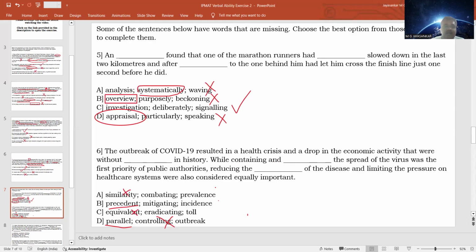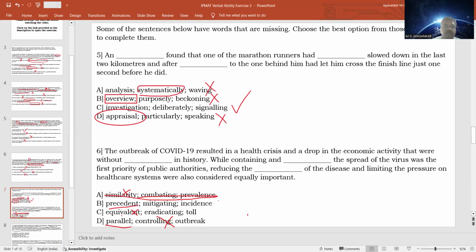Combating we don't have to look at because we have already excluded this. So we can ignore this one. Mitigating. What is mitigating? Mitigating means reducing. So containing and mitigating, that is controlling and reducing the spread of the virus was the first priority. Reducing the incidence of the disease. So it means virus spreading is on, we have to control, but all the people who are getting the virus may not be getting the disease. So reducing the incidence, or reducing the number of people who are actually getting infected by the disease, that also is a priority. So this is an unprecedented event. We need to contain, control, and reduce the spread of the virus. And at the same time, we have to reduce the incidence of the disease. So B is a good answer.